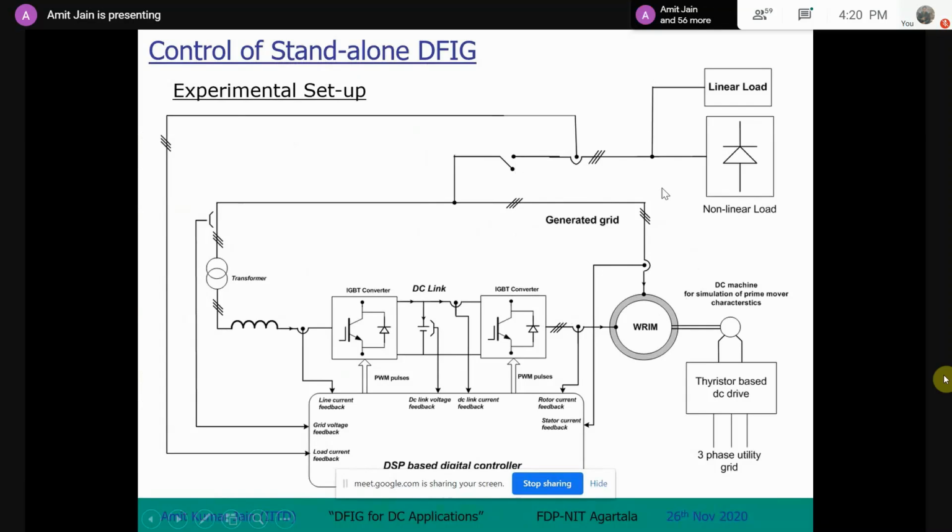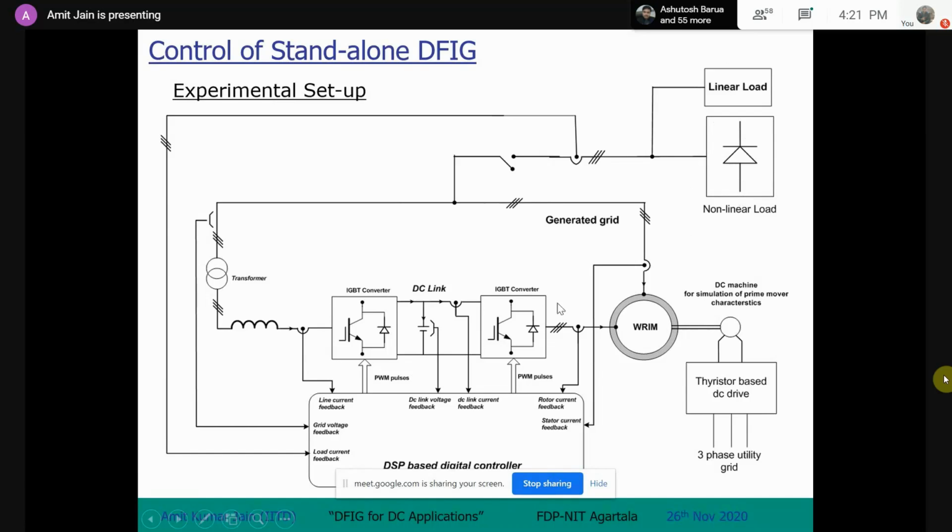Another interesting thing is, let's say there is a non-linear load connected to the grid that we have formed, then who will take care of the grid quality, the power quality? We only have to take care of it, because we are the source. So that is a very interesting thing. How do we deal with it here? Let's say you have a nice linear load, but you also have a non-linear load connected in the same system, right?